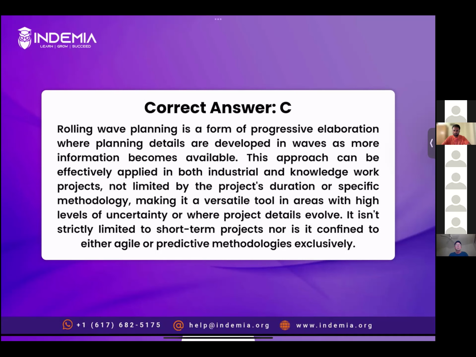All right, so the last line: it isn't strictly limited to short-term projects, nor is it confined to either Agile or predictive methodology exclusively. I hope it is clear. Next question.